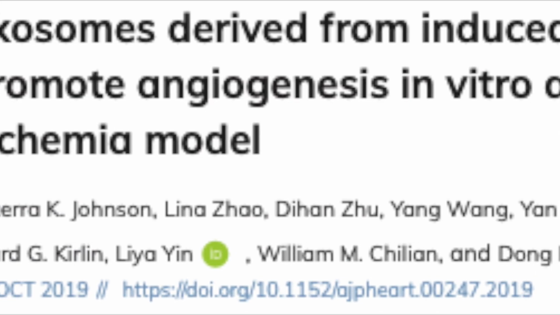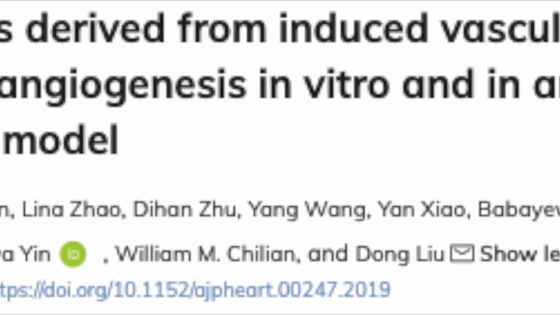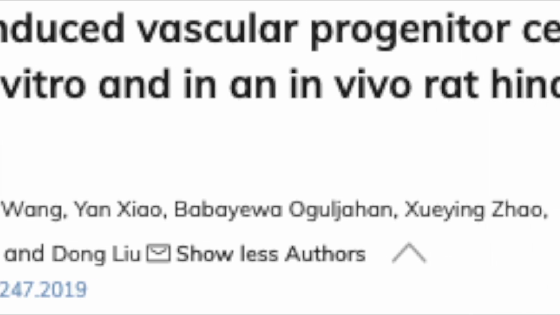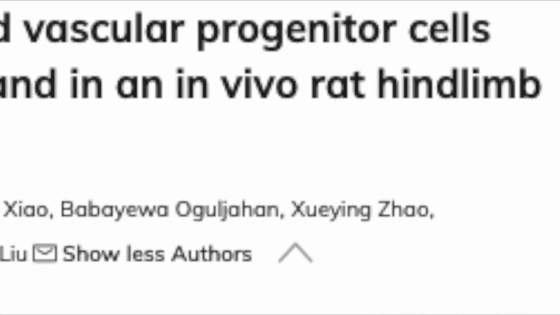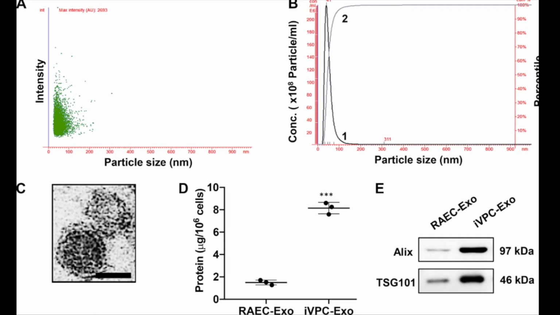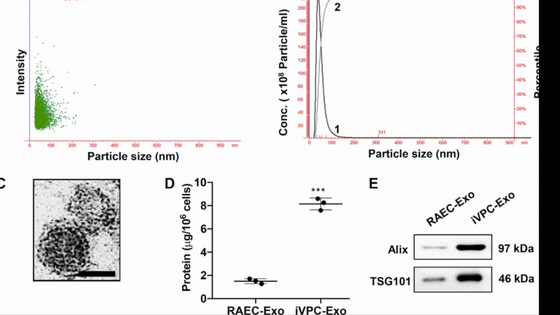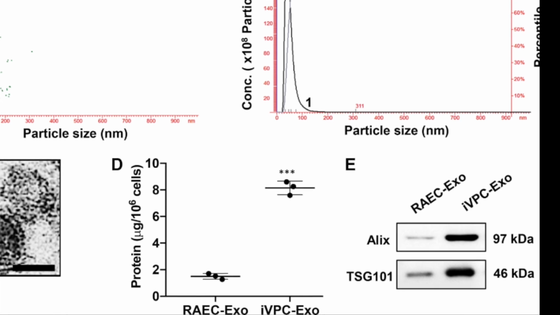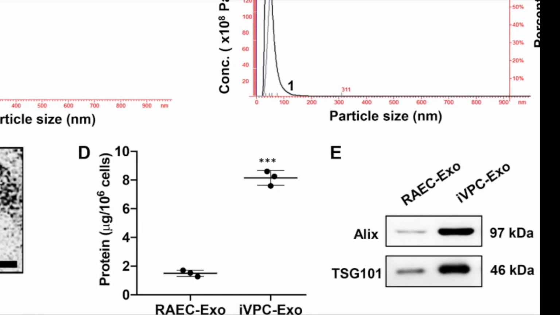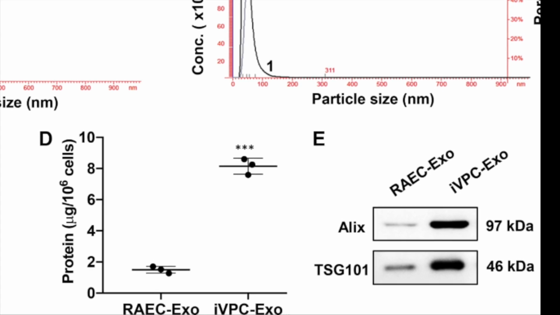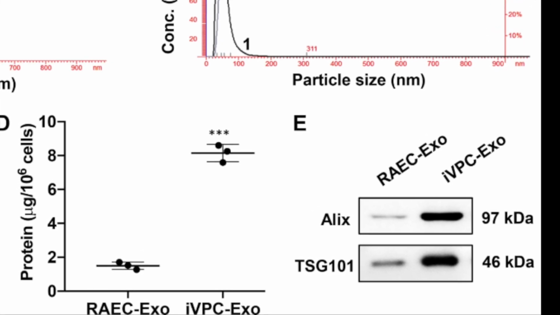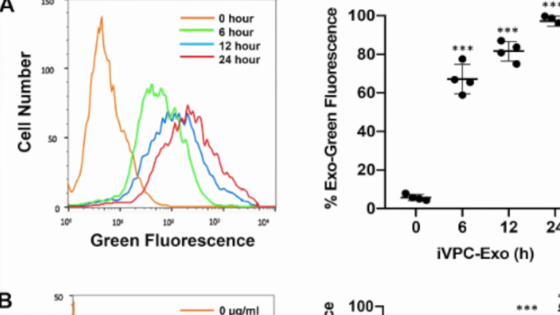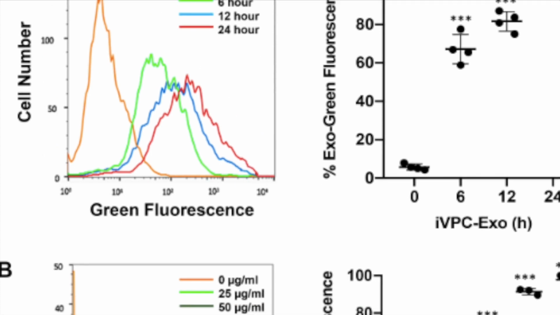Johnson et al. investigated the angiogenic activity of exosomes from induced vascular progenitor cells as a cell-free therapeutic approach for ischemia. Nanoparticle tracking analysis revealed that exosome isolates fell within the exosomal diameter, about 150 nanometers. These exosomes contained known markers, ALIX and TSG101, and their morphology was validated using transmission electron microscopy. When compared with rat aortic endothelial cells, IVPCs significantly increased the secretion of exosomes.